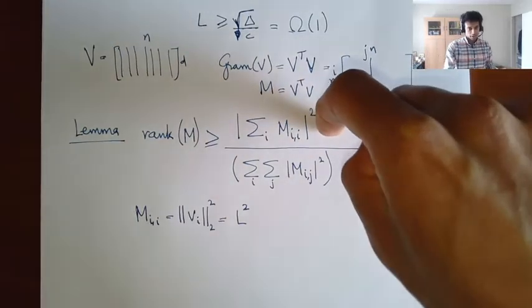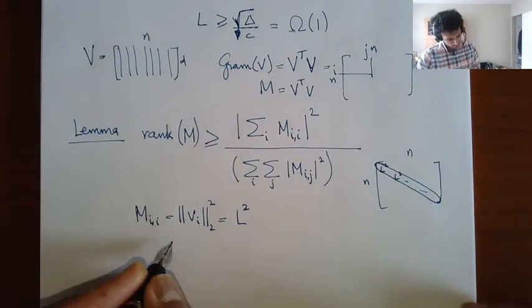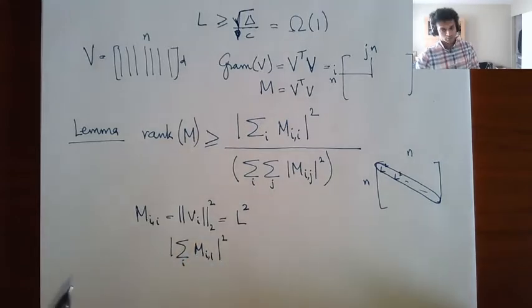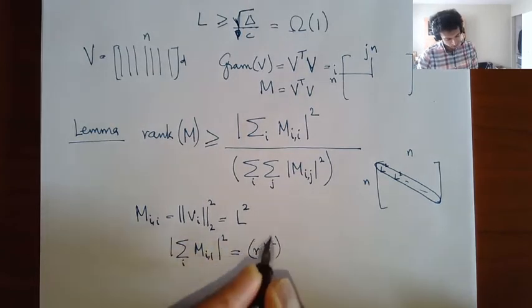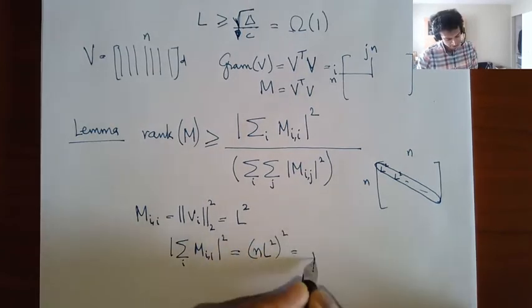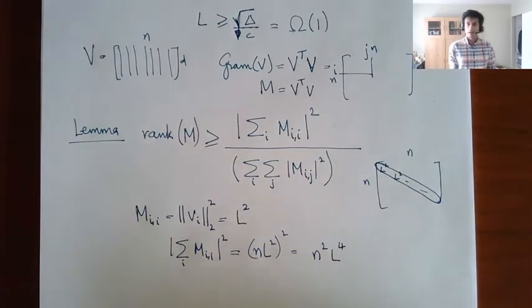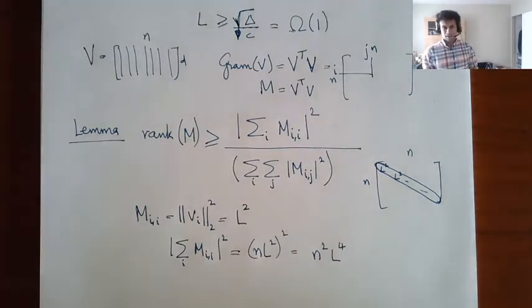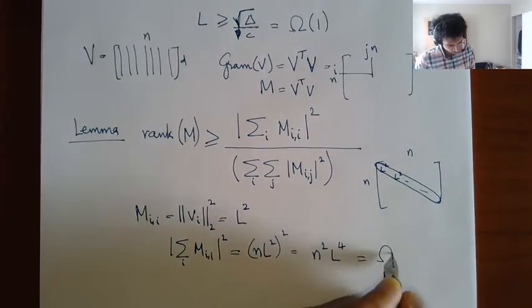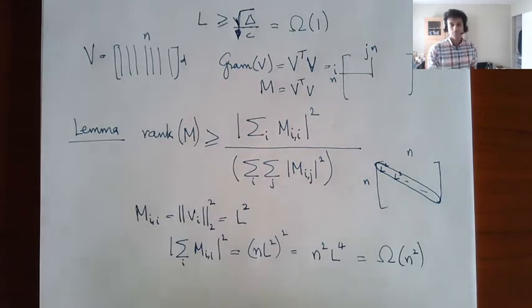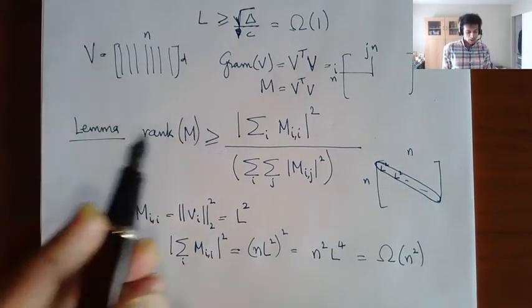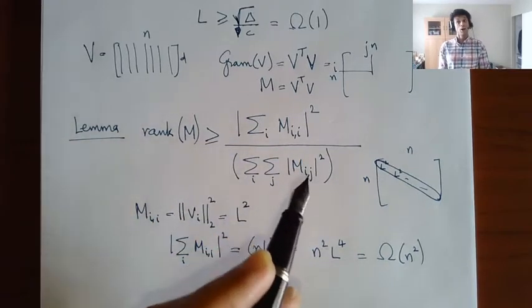So what does the numerator become? The numerator of this becomes n times L squared, which is n squared times L to the 4th. Again, let's just assume delta and C are constants. This just makes things easier to look at. So this is omega n squared. So this says that the numerator is omega n squared. So now we need to bound the denominator of the matrix.